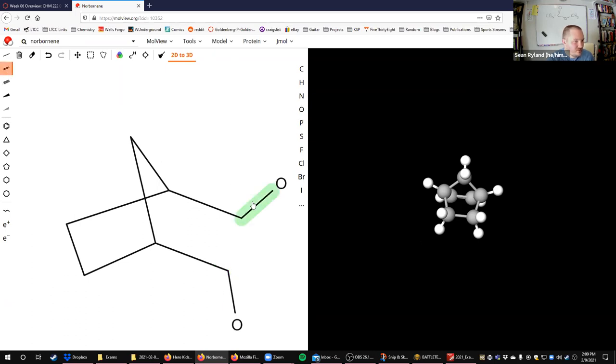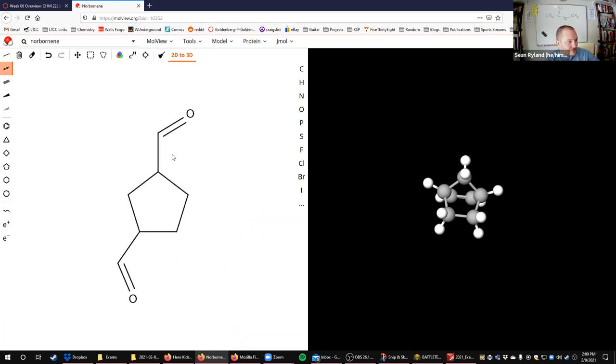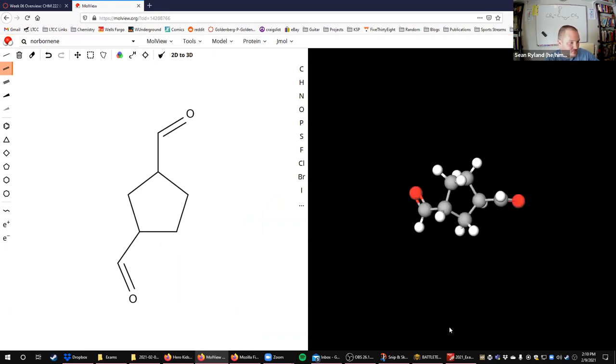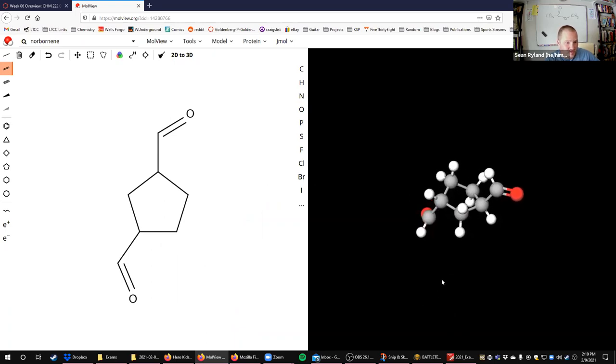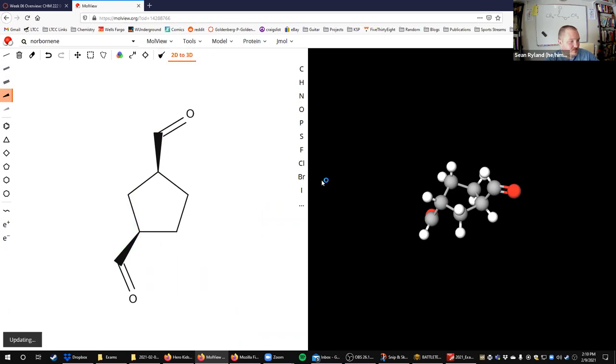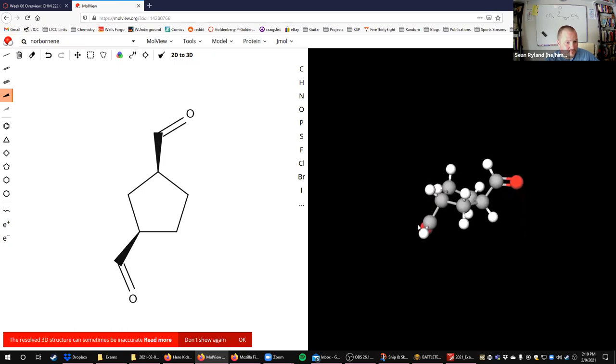And let's see what it looks like when I have MolView clean it up. Looks like what we have drawn. And if we put that in 3D, we get something kind of like this. Though realistically, they're going to be cis relative to each other because they both started on the same side of the ring. So when you broke them apart, they're going to wind up being cis. Let me see if I can get that to clean up. No, it's going to give me the same thing.